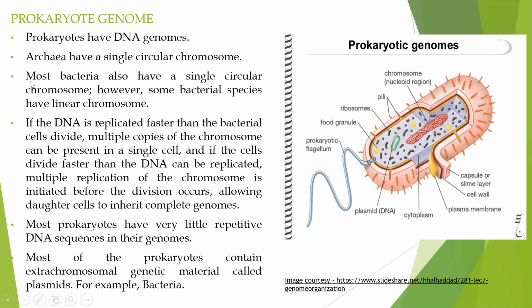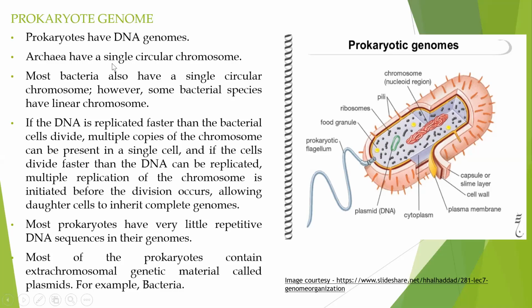Now let us discuss the important points of a prokaryotic genome. Prokaryotes usually have DNA as the genetic material. Almost all prokaryotic organisms have DNA as the genetic material. But in the earlier slide, we found that viruses can have either DNA or RNA as the genetic material. If they have DNA, they are called DNA viruses. If they have RNA, they are called RNA viruses or retroviruses.